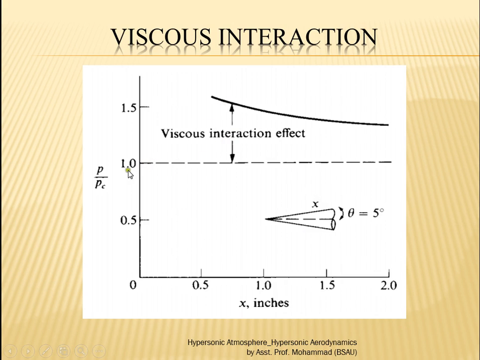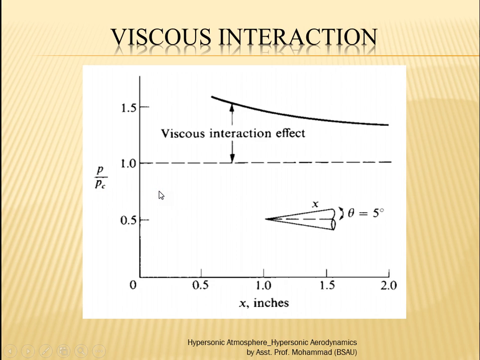This is your normal pressure variation. This is the pressure expected. Pc is the pressure expected with the simple theory, and P is the pressure actually existing because of the existence of the thick boundary layer and the viscous interaction. This viscous interaction gives a very high pressure actually available at the leading edge, and this effect of the viscous interaction keeps coming down, and far downstream the pressure becomes equal to the constant pressure throughout.